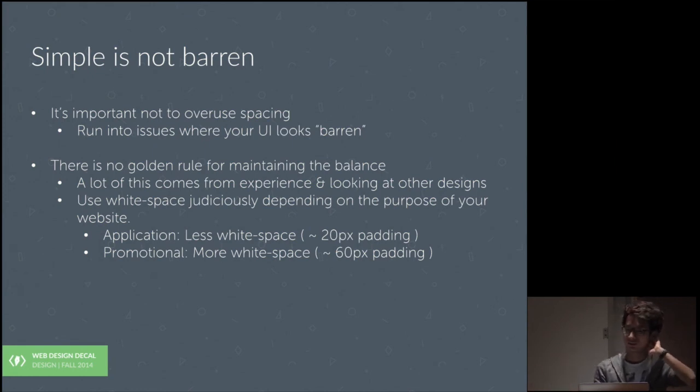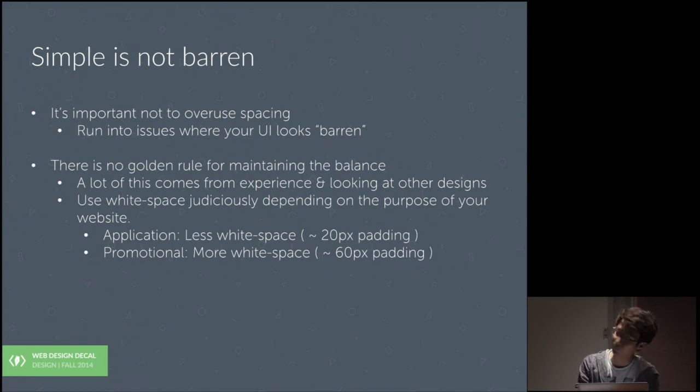White space is important, but at the same time, it's important not to overuse spacing. For applications, you wouldn't usually have spacing anywhere greater than 20 pixels, because anything beyond that, there's too much spacing around the content, and there's too much distance from one element to another, and it actually diverts users' attention.